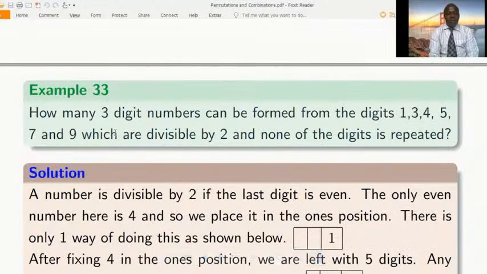Now let's look at the next question. Digits 1, 2, 3, 4, 5, 6. We want to form 3-digit numbers which are divisible by 2. Now, what do you need to know? For a number to be divisible by 2, the last digit, the ones digit, should be even. That means the ones digit should be 4. The only possibility is it must be 4.